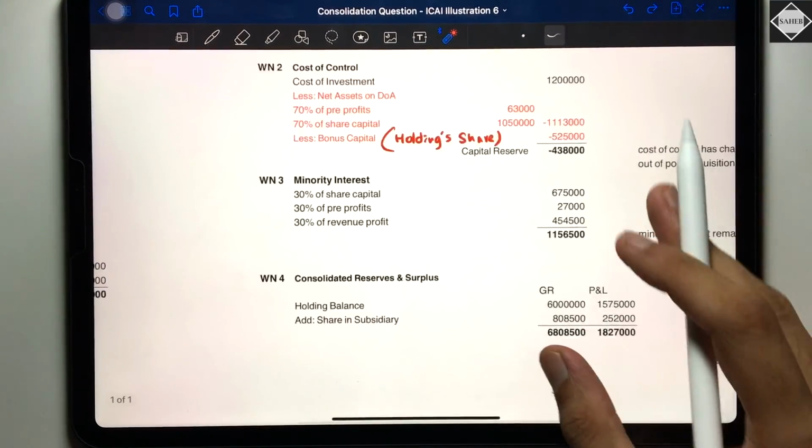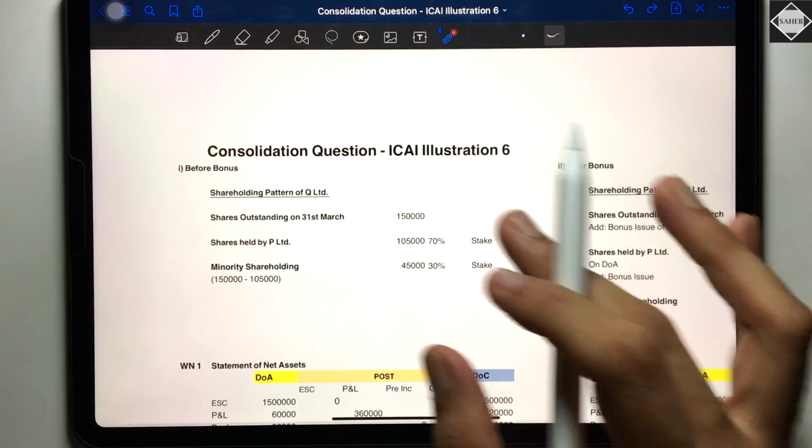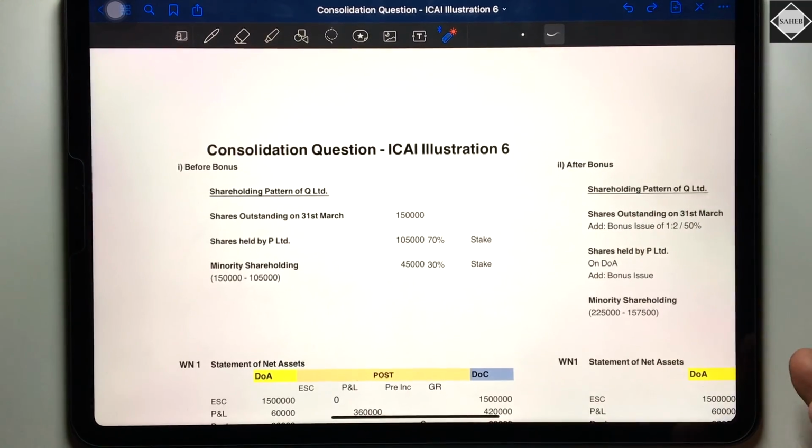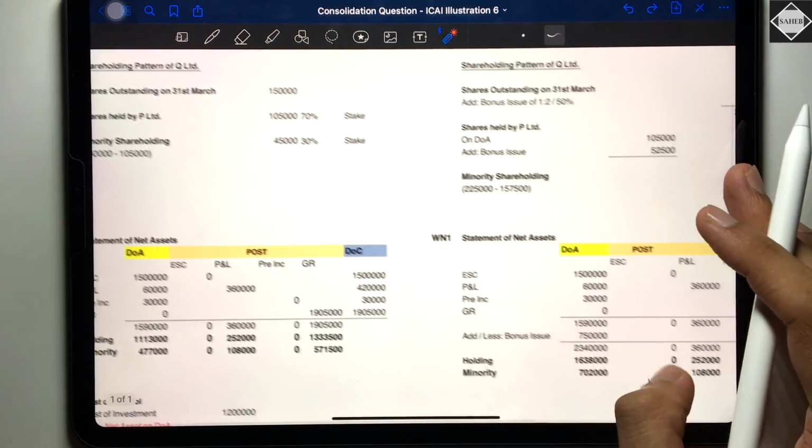Is it clear? Fine. So this was illustration 6 of the ICAI study material, and this question was also there in the November 2021 RTP. You can see. So this is it.